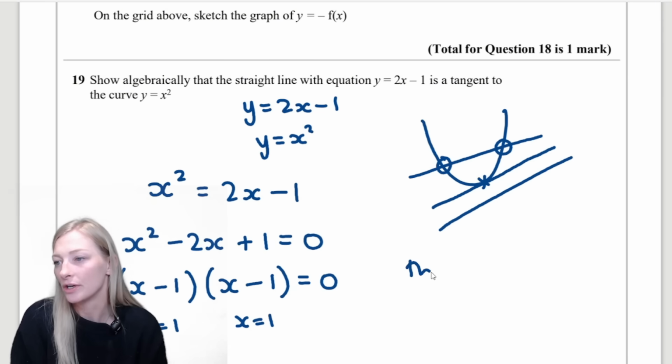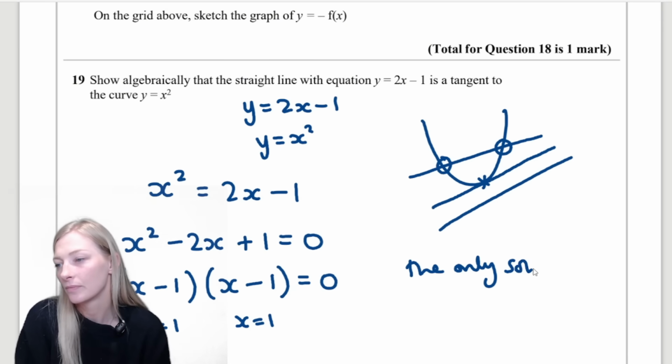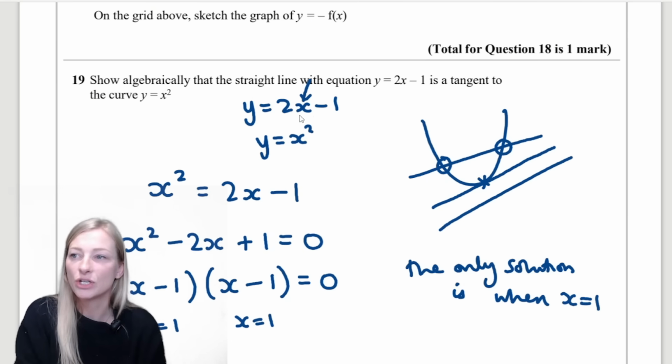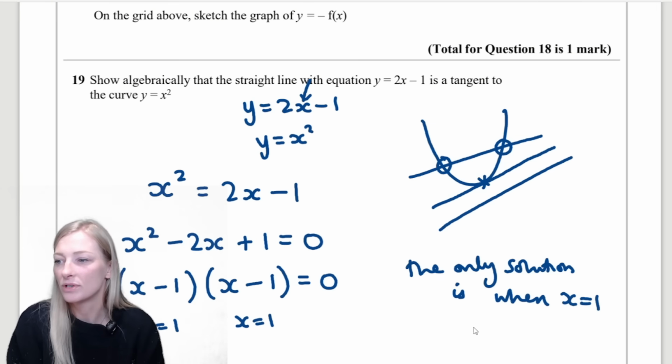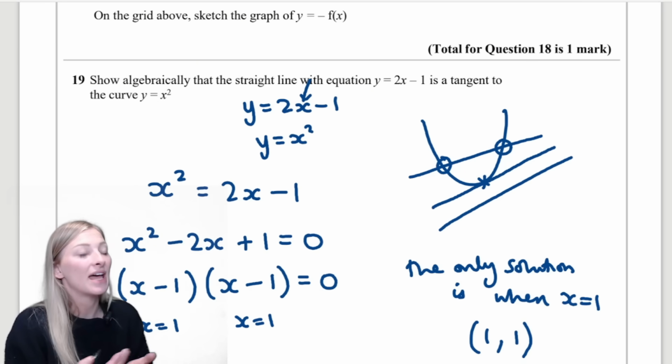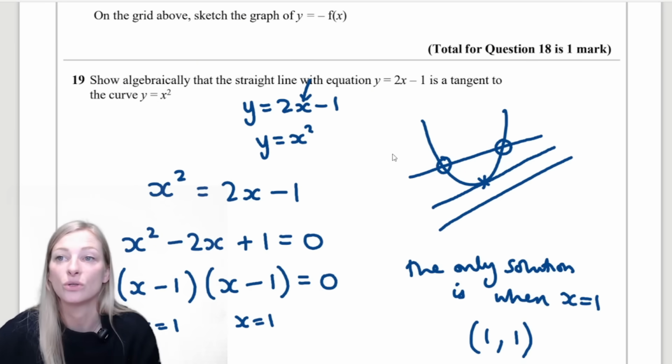The only solution is when x equals 1. And we can substitute that back in. If x is 1, 2 lots of 1 is 2, take away 1, the y coordinate is 1 as well. So (1, 1) is the only point of intersection, and therefore it has to be a tangent to the curve.